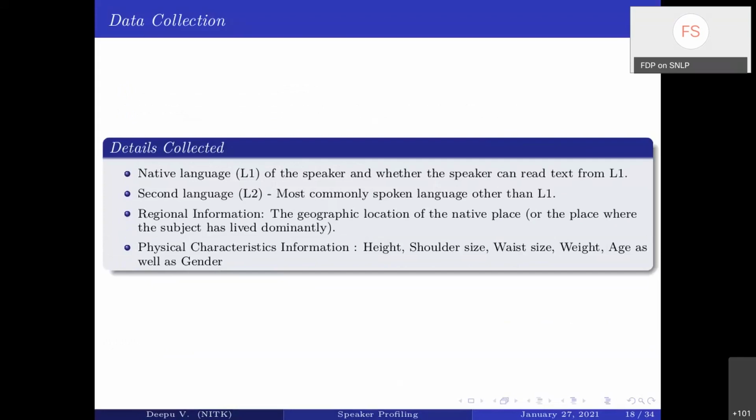So the data set contains the native language, the mother tongue of the person, and whether he can read and write his mother tongue. Second language, which is the mostly spoken language, different from L1. The regional information, where is the place of origin, the dominantly lived place, etc. And of course, the physical characteristic information. Here we tried to look at height, shoulder size, and waist size, but then we had to drop it due to other issues. Weight, age, and gender.